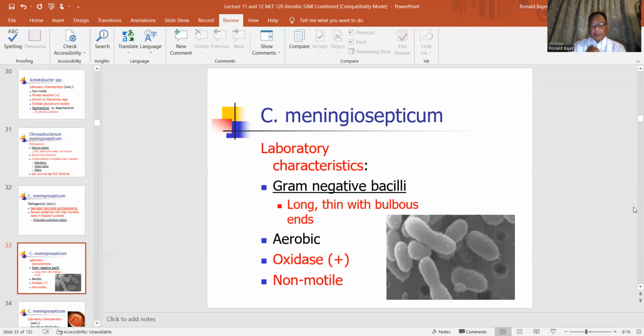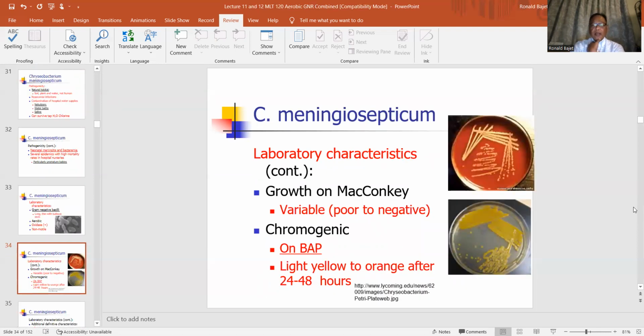Keep in mind that when I do these exams, I use pictures, and I've decided to use them for your lab grade, okay? So if you see these rods with bulbous ends, that's Chryseobacterium meningosepticum. So start making a collection of the different pictures that are in these lectures.